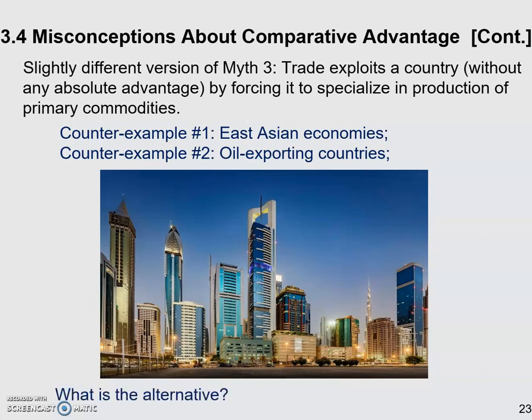Again, the same question I raised before: what is the alternative if they don't rely upon the primary commodities? What else could they rely upon? Manufacturing products, high-tech stuff, even at the early age of their economic development. Is that reasonable?